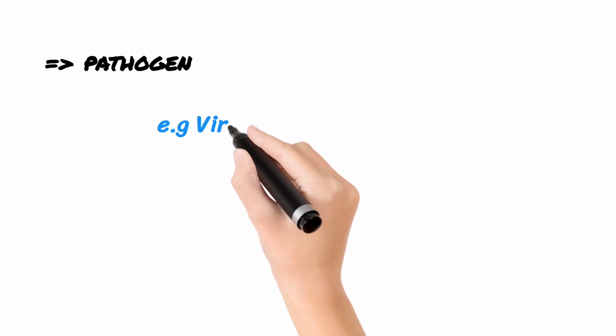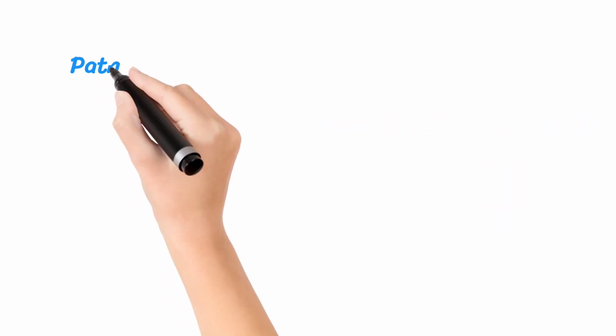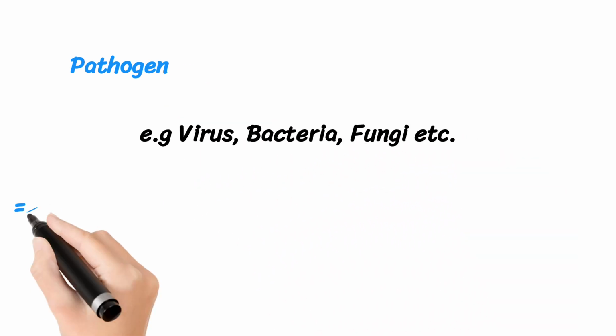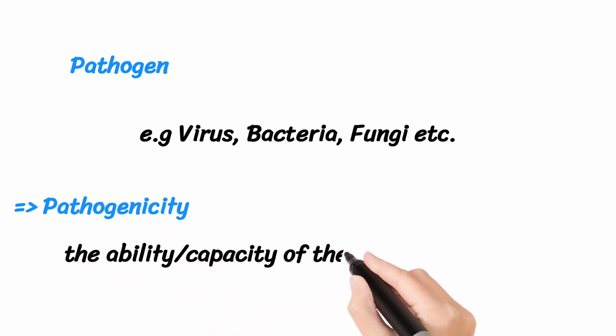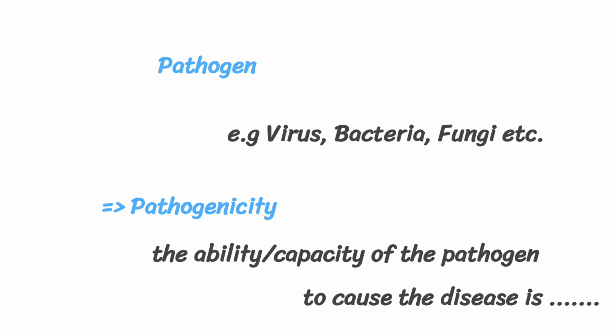The next term is pathogen. An agent which causes the disease is called a pathogen. For example, virus, bacteria and fungi are pathogens. The next term is pathogenicity. The ability or capacity of the pathogen to cause the disease is called pathogenicity.